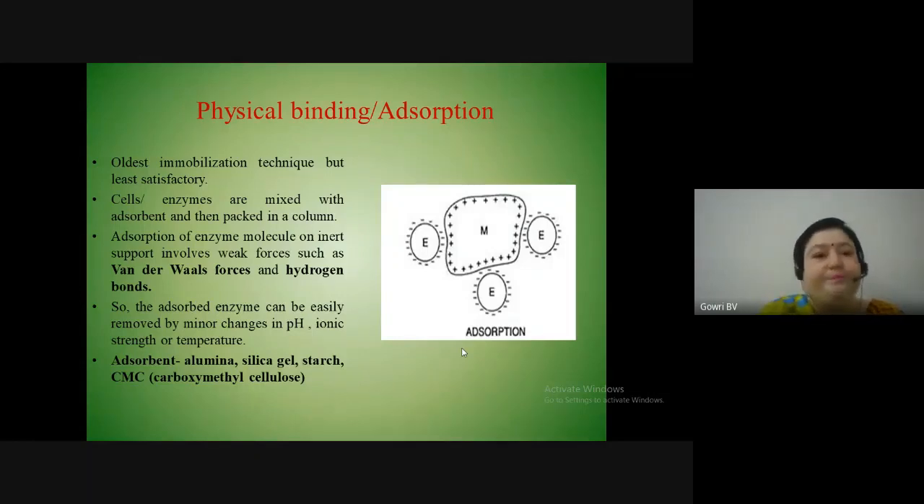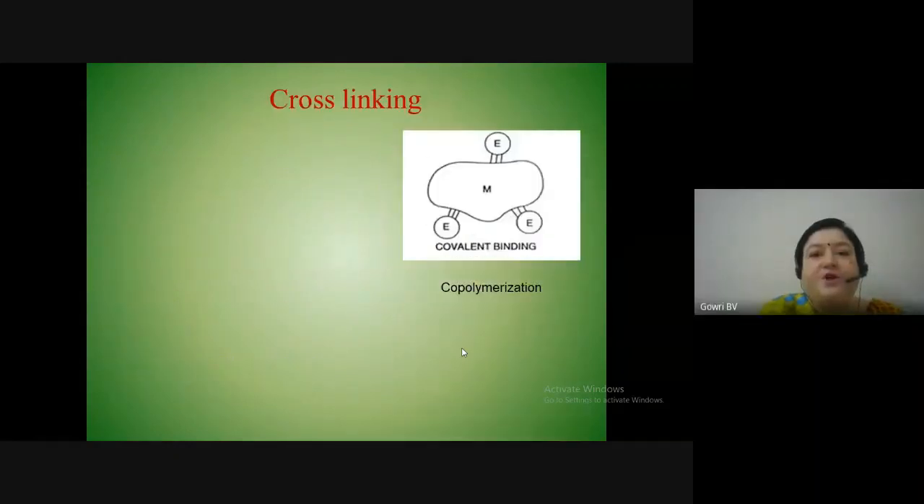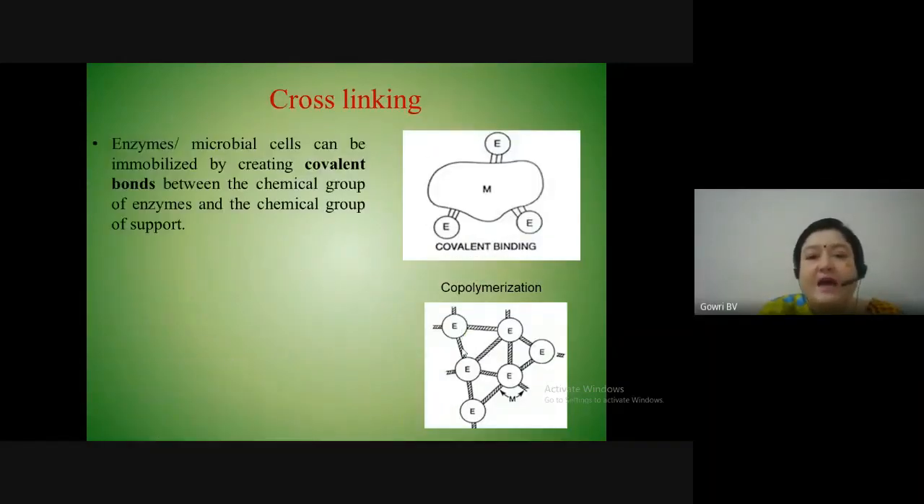Shall we go? Yes, ma'am. Okay. The next procedure you have is cross-linking. Here the strongest of the bonds will act, the covalent bond. Enzymes or microbial cells can be immobilized by creating covalent bonds between the chemical groups of enzymes and the chemical groups of the support. M is the matrix and E is the enzyme. The bond that acts here is the strongest of the bonds, the covalent bond.